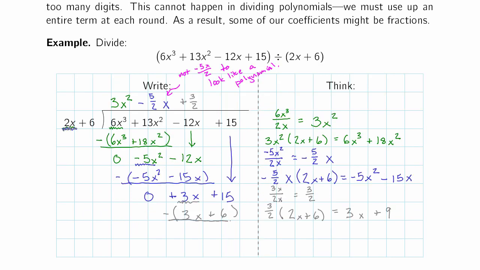We subtract. 3x minus 3x is just 0. 15 minus 6 is 9. So we have a remainder of 9. What we write is plus 9 over our divisor, 2x plus 6.